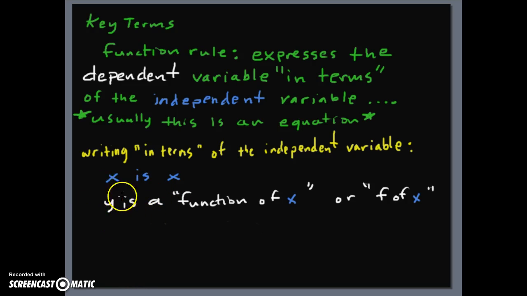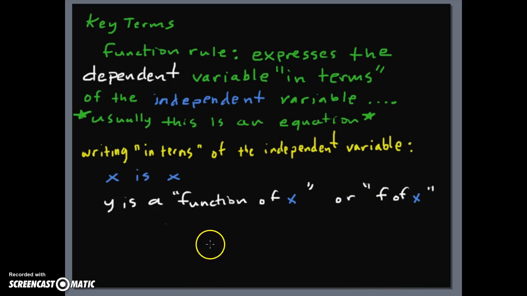But what about y? Now that's the change. So the dependent variable that we're familiar with is y. So how do we express y in terms of x? We just say that y is a function, so a function of x. That's what y is. It's just a function of x. So a function of x is oftentimes how you express the dependent variable in terms of the independent variable. Or you can say f of x.